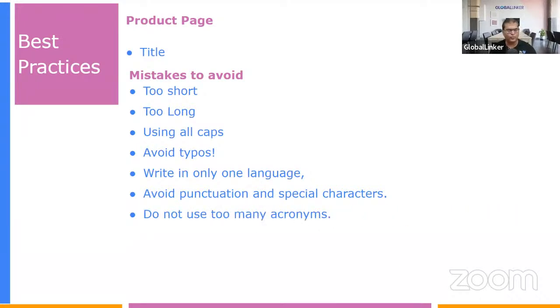Don't use too many acronyms, because if you're using too many acronyms, it becomes difficult for a common person to understand. You may understand what an acronym means, but another person may not. So it becomes difficult for them to comprehend the products. And don't use profanity, which is again quite obvious. So these are the common mistakes that you should avoid while creating the product title.